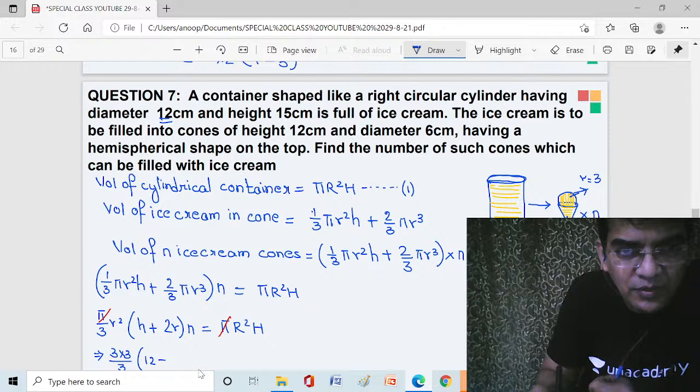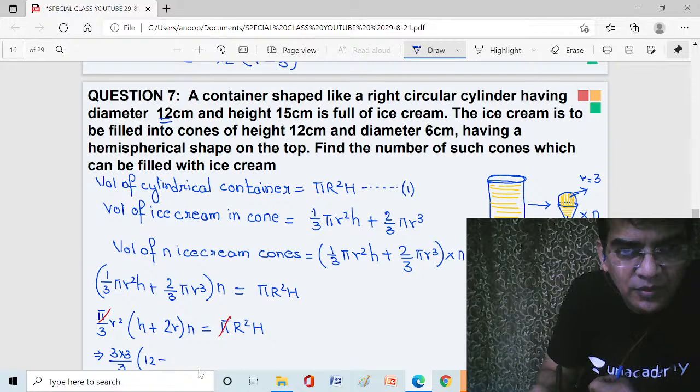Now let's move on to the next one. Now the next question says 504 cones. So see, this is one cone and they are saying 504 cones. So I am multiplying it by 504. So this will give me the volume of 504 cones.